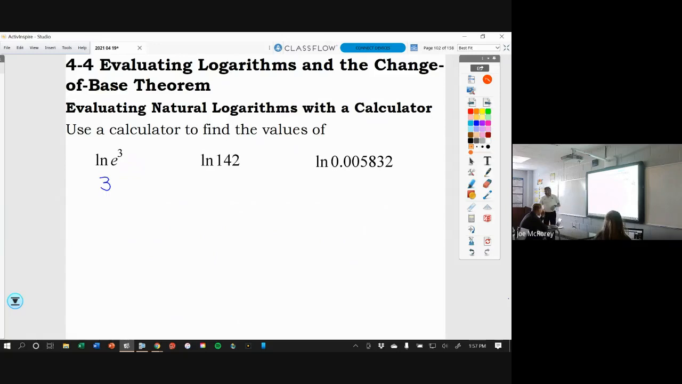Now these other ones we can't do in our heads. Natural log of 142 is 4.95. Then 2.639. This next one is going to be negative because we're taking the natural log of a number that's less than E, which is approximately 2.71828. Negative 5.14. You don't round down. I'm really bad at rounding.